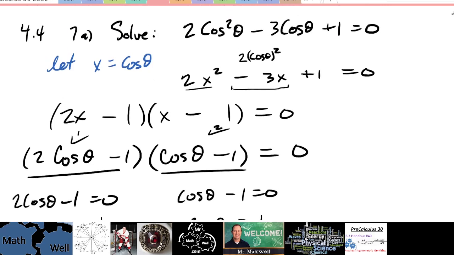It should be noted that in this question, I believe theta is from 0 to 2 pi. Is that right? We're looking for solutions between 0 and 2 pi, I think. Pretty sure.